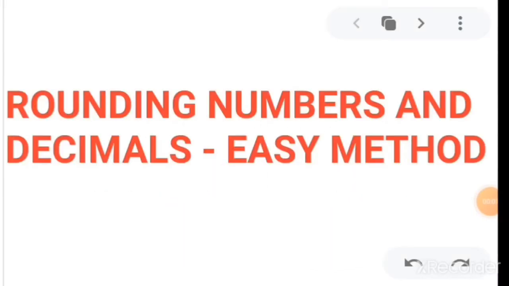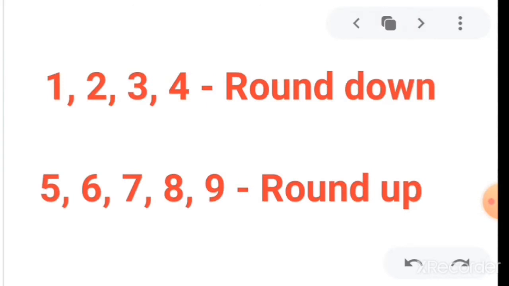In this video, we want to study how to round numbers and decimals in a very easy method. In rounding numbers, take note of the number at the right side of the number we want to round. If it is 1, 2, 3 or 4, we round down. But if the number at the right side is 5, 6, 7, 8 or 9, we round up by changing it to 1 and adding it to the number we want to round. We are going to see examples of how to apply this.